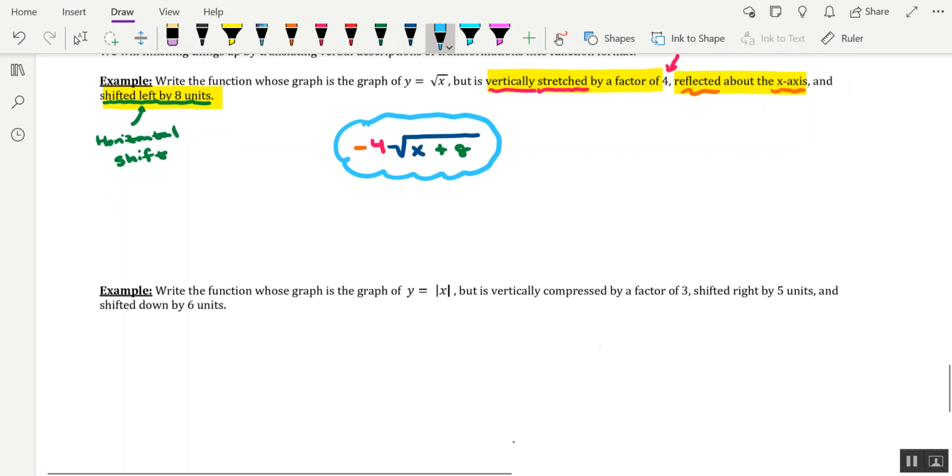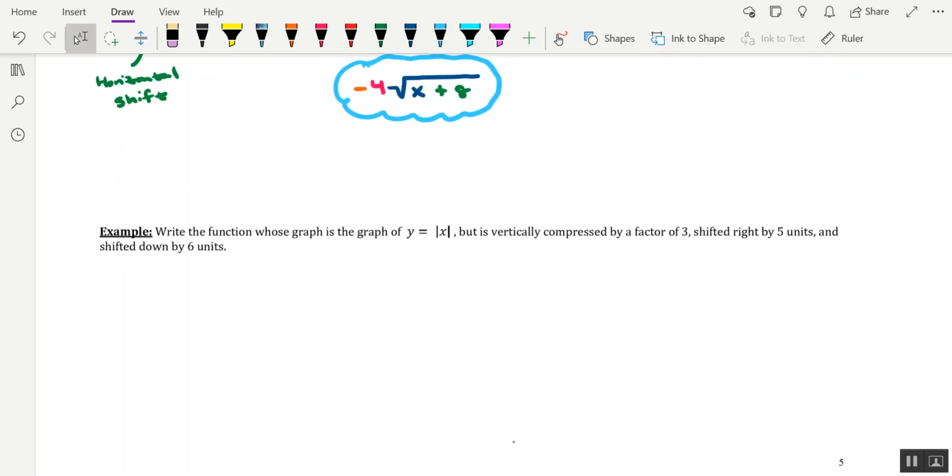Let's try this again with the next example. Write the function whose graph is the graph of y equals the absolute value of x, but is vertically compressed by a factor of 3. There's our first transformation. Shifted right by 5 units and shifted down by 6 units. All right, so I'm going to start out with the absolute value. I'll place x in there, and I'll leave a little bit of a gap just in case we need to accommodate a horizontal shift, which, as you might guess, we will have to.